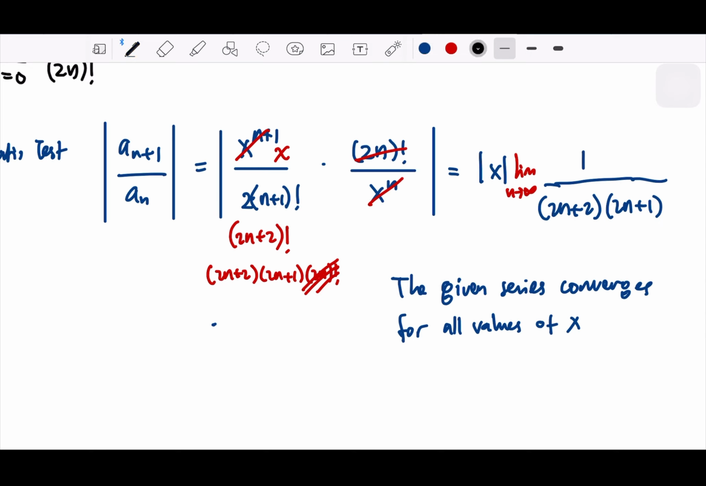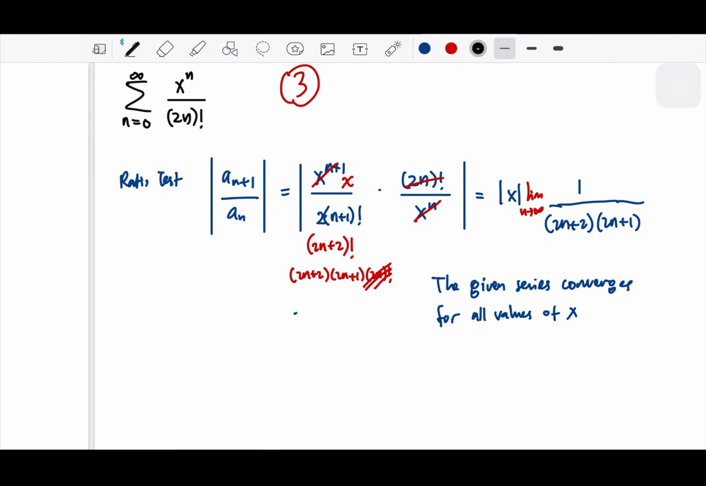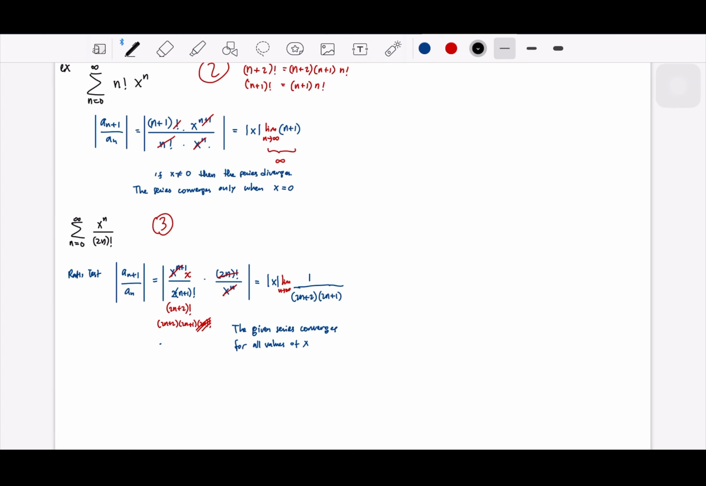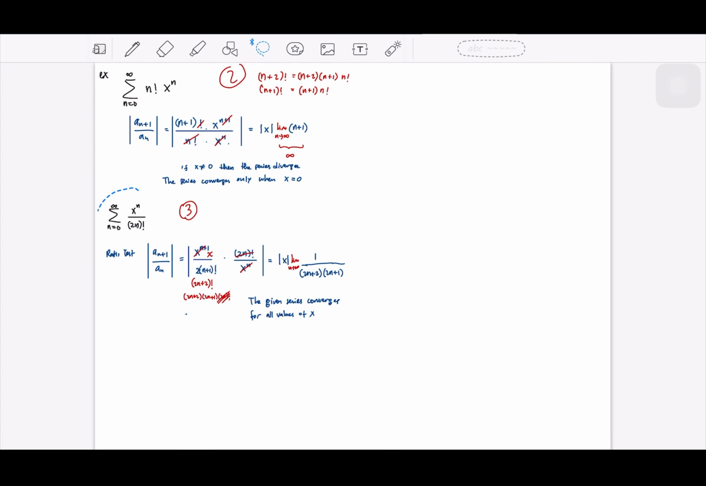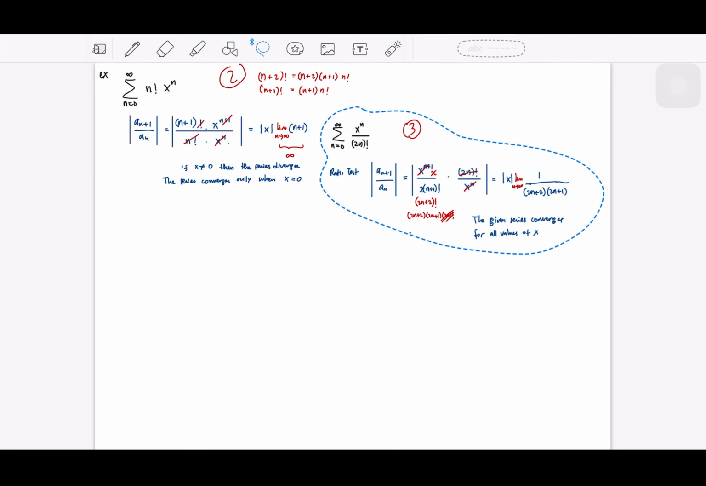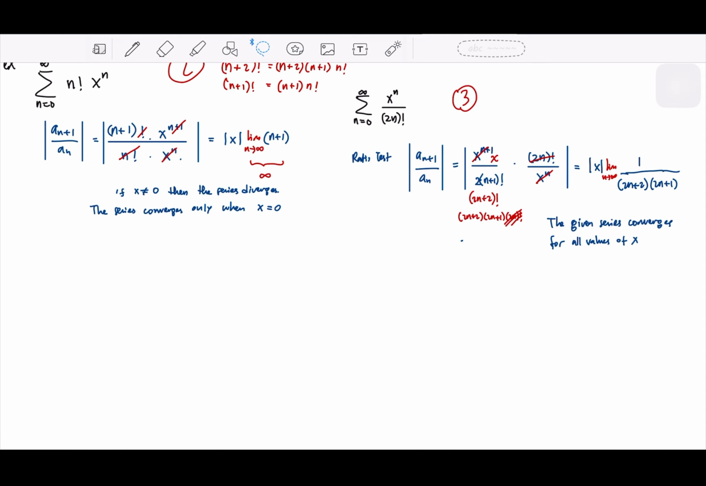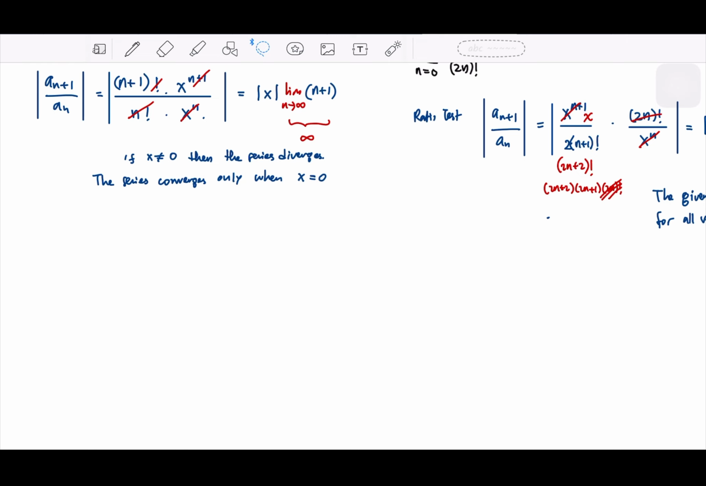Okay. Now, as a conclusion from the 3 examples that we have, I think we can take this, put it right here. So, a theorem.